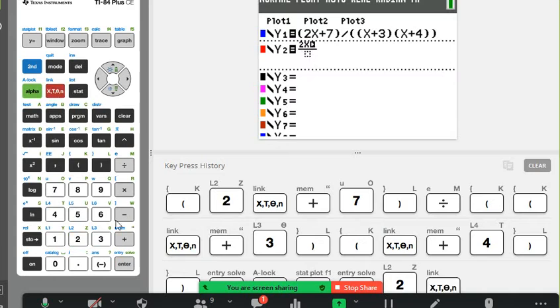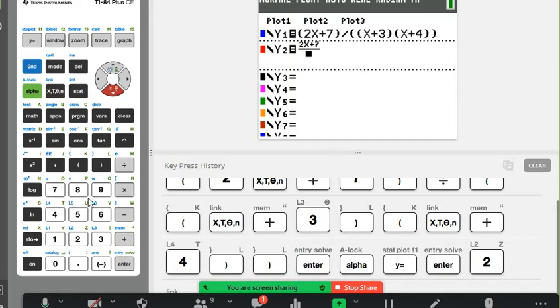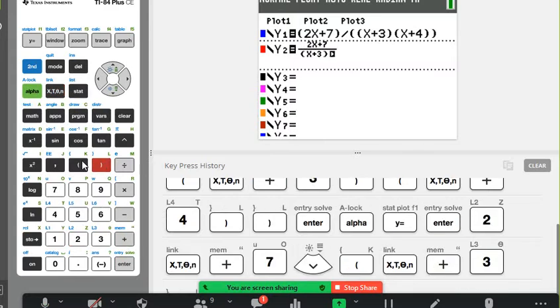So 2x plus 7, and then now I do need parentheses here, x plus 3, and then parentheses x plus 4. The difference is I don't need that extra set of parentheses like I had with the first example. Now let's watch what happens when we do our table setup. And it's just a good warning as to, well, all right, there is maybe a little bit of a downside to the way we put it in Y2, but not much.